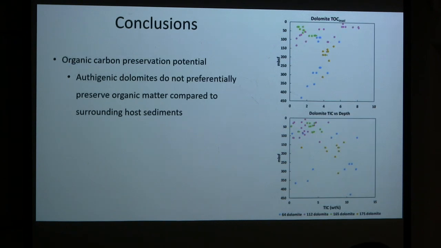The organic carbon preservation potential. So the dolomites didn't really have more organic matter within them compared to the host sediments. So there was no preferential preservation.